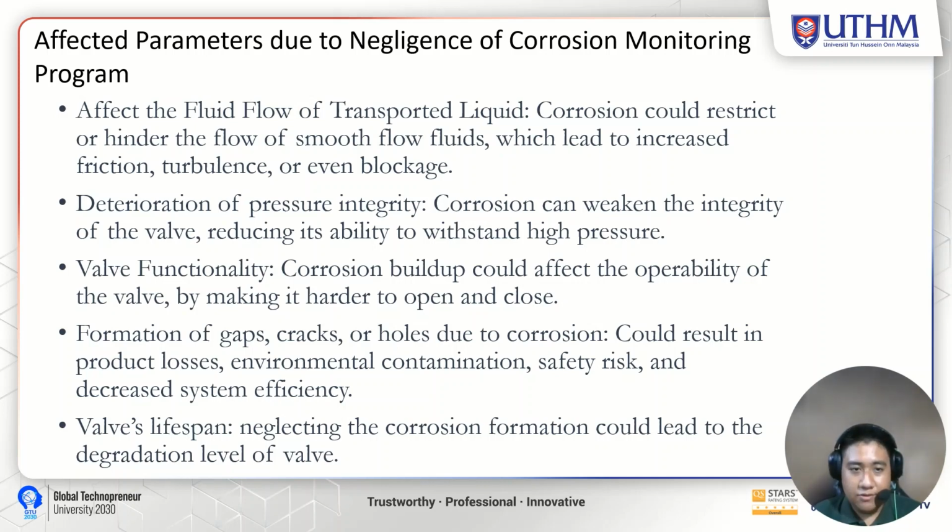Next would be the deterioration of pressure integrity. Corrosion can weaken the integrity of the valve, which reduces its ability to withstand high pressure. This is because of the constant high pressure within the piping system, which also includes the valve. Due to the corrosion, which decreases the area and also increases the pressure, the deterioration of pressure integrity is possible.